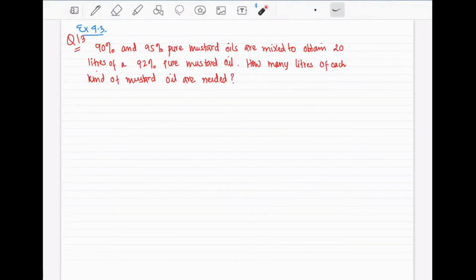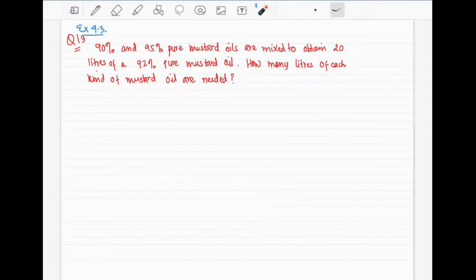So let's head on with the first question for today. This is question number 13. Let's see what the question is saying first. 90% and 95% pure mustard oils are mixed to obtain 20 liters of a 92% pure mustard oil. How many liters of each kind of mustard oil are needed?